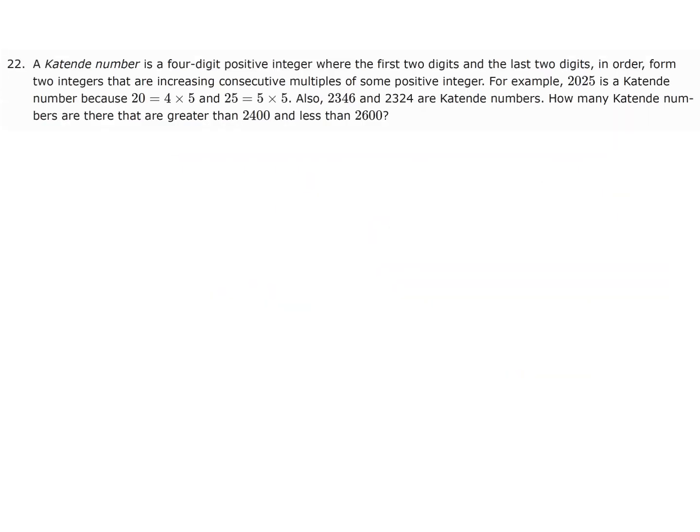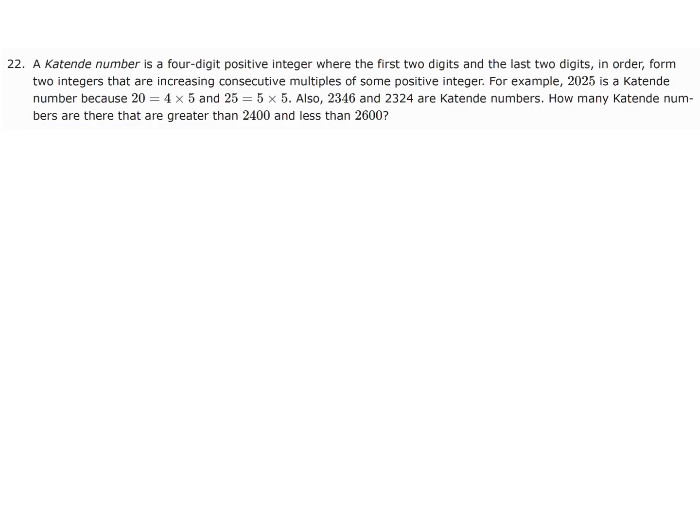A Katende number is a 4-digit positive integer where the first 2 digits and the last 2 digits, in order, form 2 integers that are increasing consecutive multiples of some positive integer. For example, 2025 is a Katende number because 20 is equal to 4 times 5, and 25 is equal to 5 times 5. Also, 2346 and 2324 are Katende numbers. How many Katende numbers are there that are greater than 2400 and less than 2600?